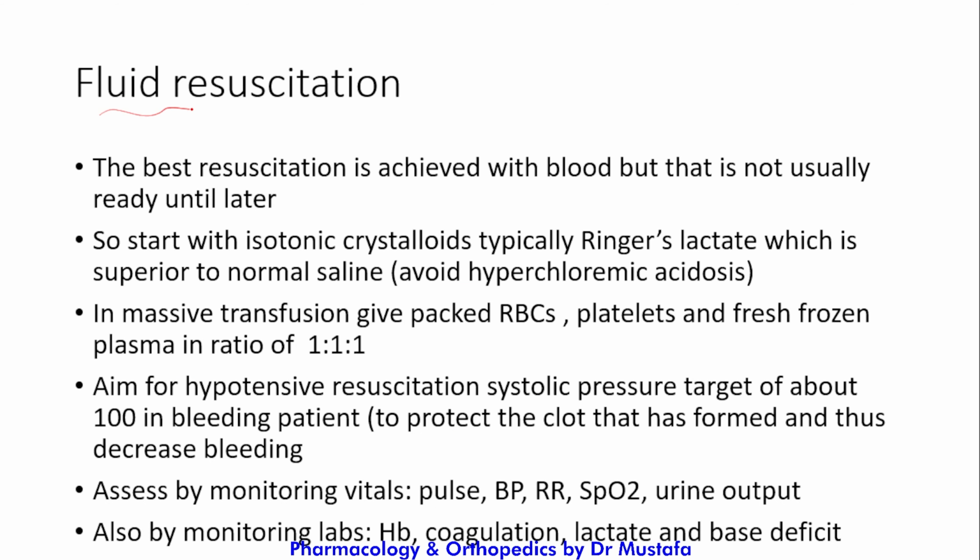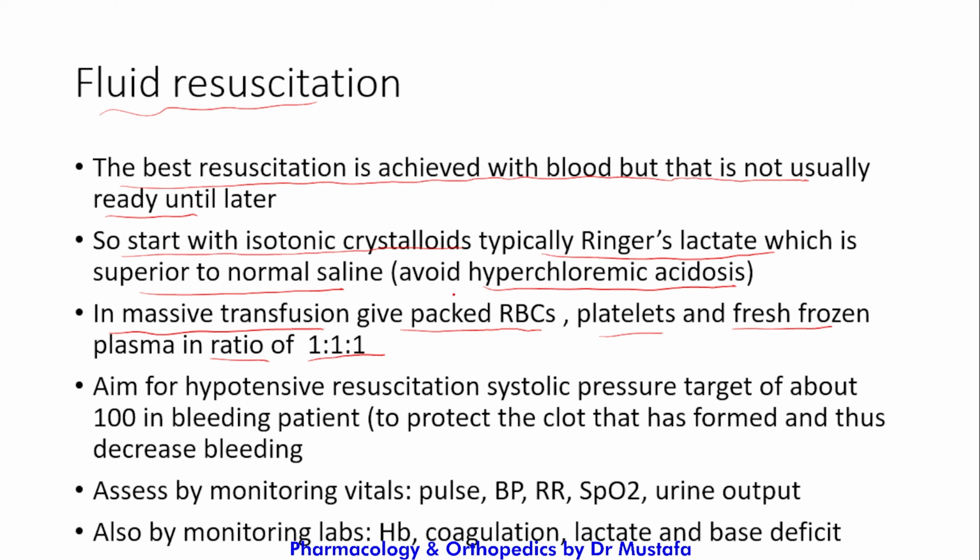Let's talk about fluid resuscitation. The best resuscitation is achieved with blood, but that is not usually ready until later. So start with isotonic crystalloids, typically Ringer's lactate, which is superior to normal saline because normal saline leads to hyperchloremic acidosis. And in massive transfusion, we give packed RBCs, platelets, and fresh frozen plasma in a ratio of 1 to 1 to 1, meaning 1 packed RBC pint, 1 platelet, and 1 fresh frozen plasma.